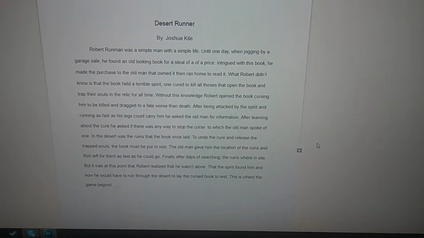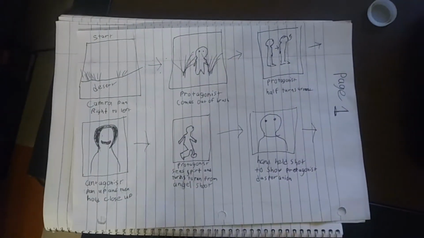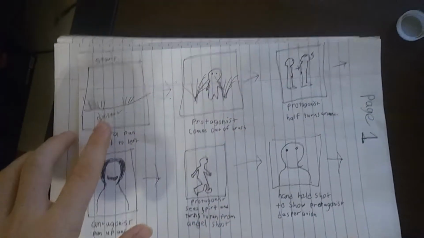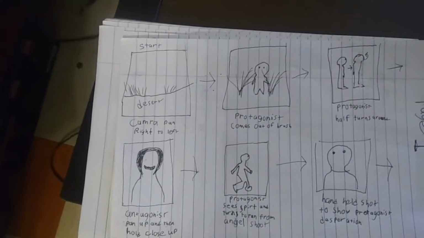This is where the game begins, or in this case, the trailer. The storyboard is right here. This is on handheld camera because I couldn't draw on a computer to save my life. It starts in the desert with a panning shot from right to left to establish the setting and give a feeling of unease.